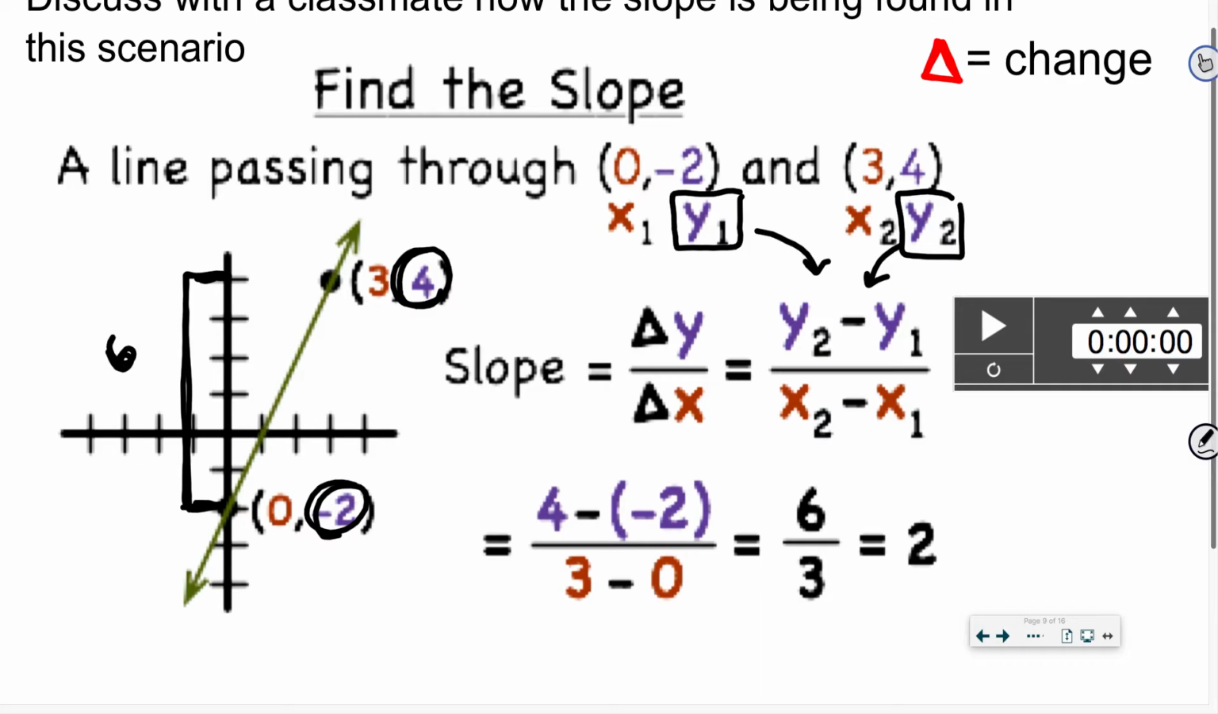And then how about the denominator, the 3 and the 0? Sarai. They subtracted 3 minus 0, so that's x3, good. x2 minus x1.